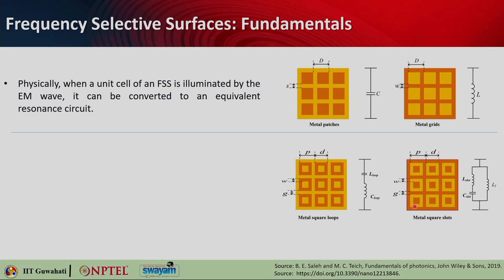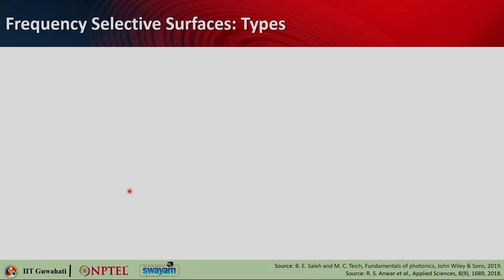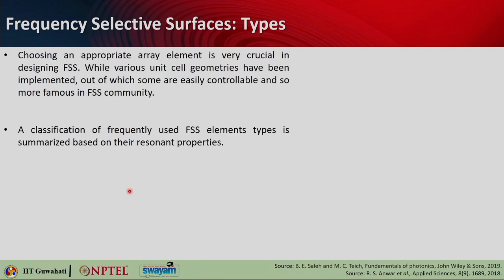Similarly, you can also make metal square slots. So you are actually making slots like this. That can give you L slot and C slot in series or parallel with another inductance that is coming from this particular grid. That way you can make resonating elements, and the resonance frequency of this kind of loops can be obtained as f equals 1 over 2 pi square root LC. That will tell you where the resonance of your band pass or band stop filter will be placed. So by choosing an appropriate array element, you can choose the characteristics of your FSS.